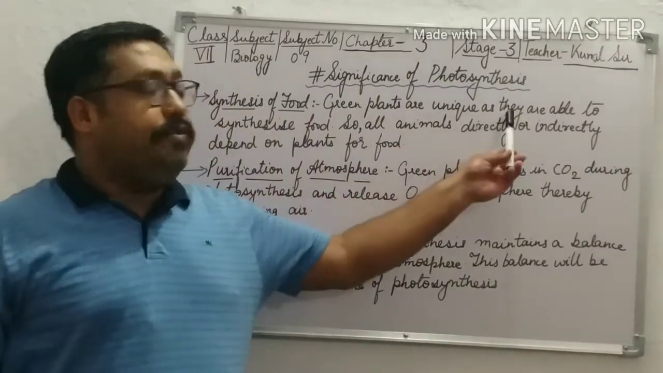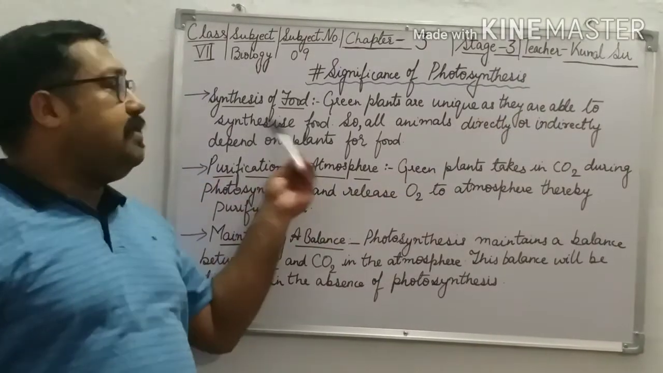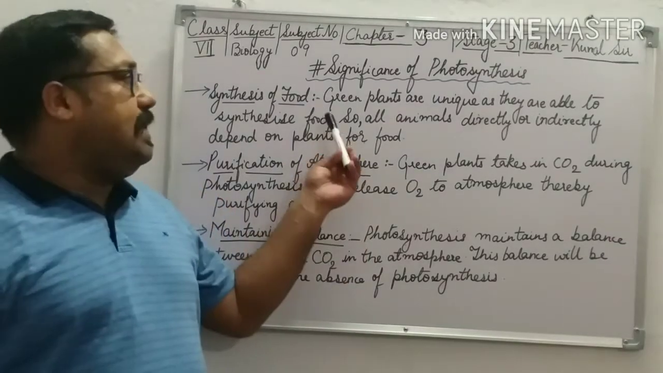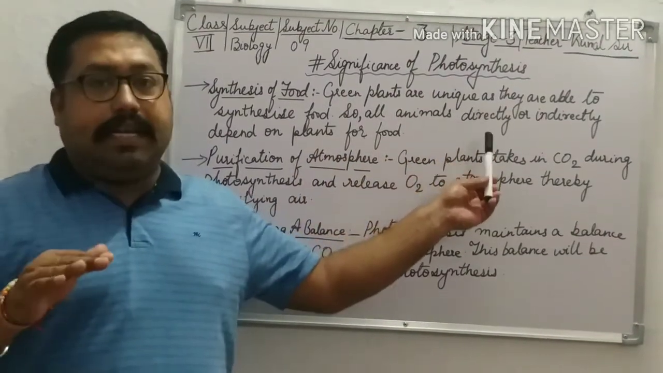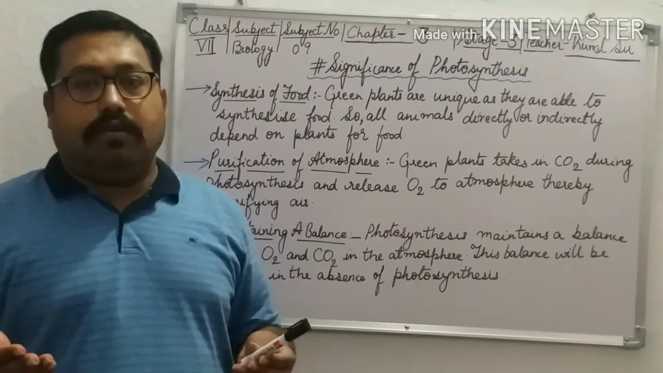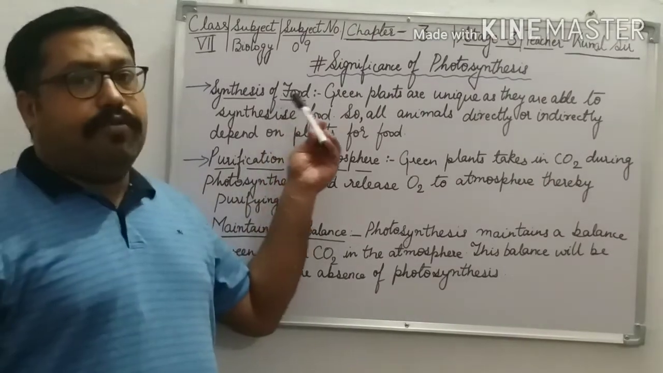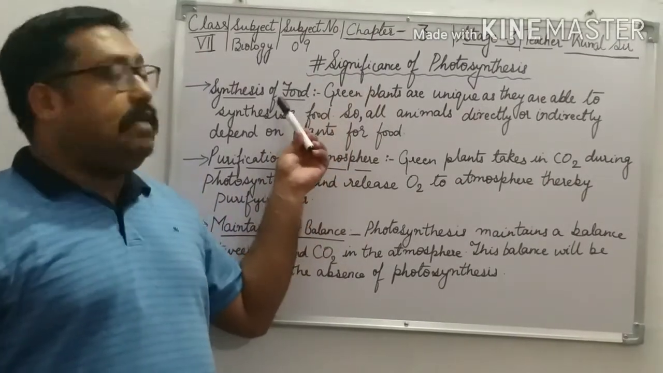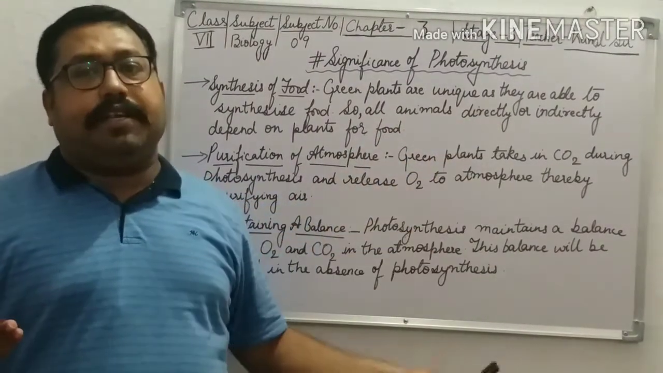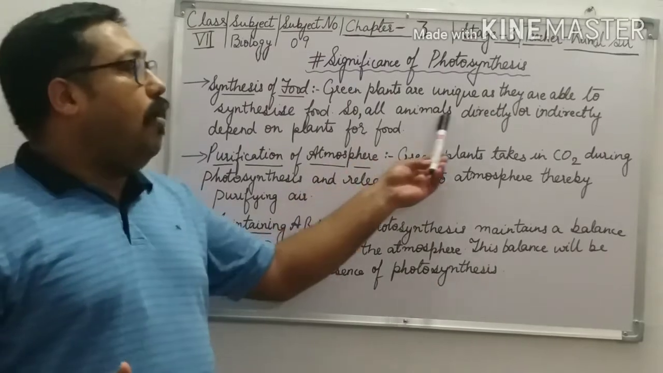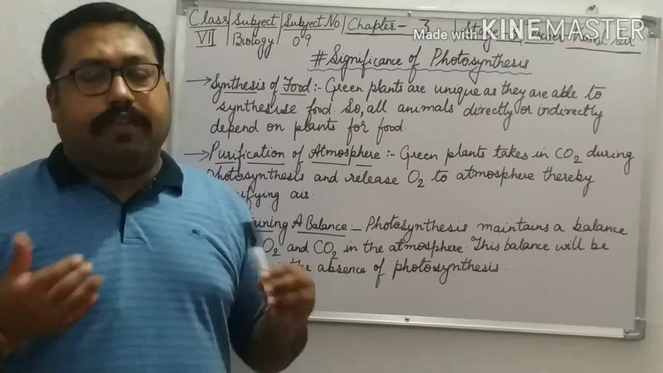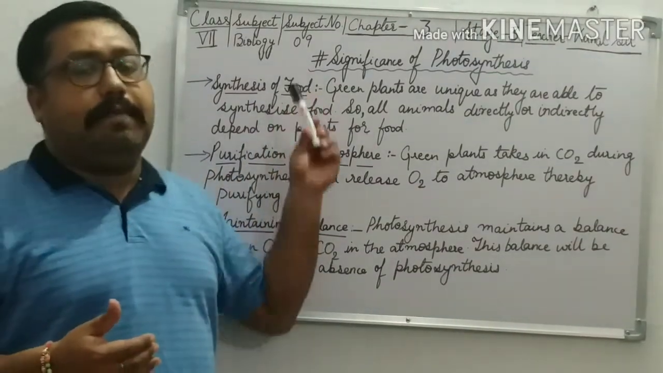So green plants are unique because they are able to synthesize food. They make their own. They have the ability to synthesize the food. So all animals, directly or indirectly, depend on plants for their food. Okay, let me repeat it again for you. Green plants help the synthesization of food. Because they have the ability to prepare their own food, all animals directly or indirectly depend on the green plants for food.